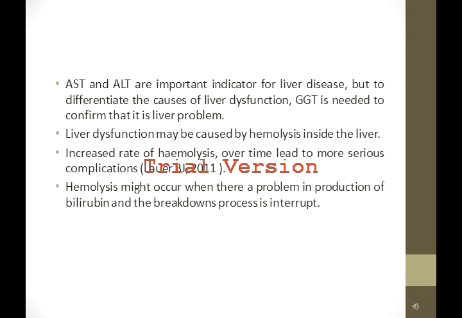AST and ALT are important indicators for liver disease, but to differentiate the causes of liver dysfunction, GGT is needed to confirm that it is a liver problem. Liver dysfunction may be caused by hemolysis inside the liver. An increased rate of hemolysis over time leads to more serious complications. Hemolysis might occur when there is a problem in the production of bilirubin and the breakdown process is interrupted.